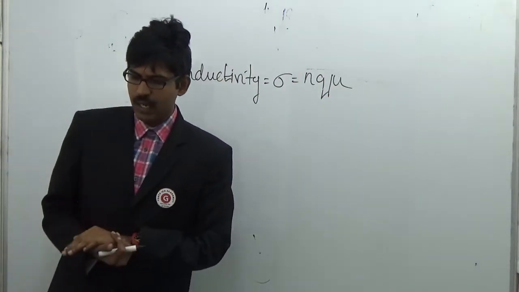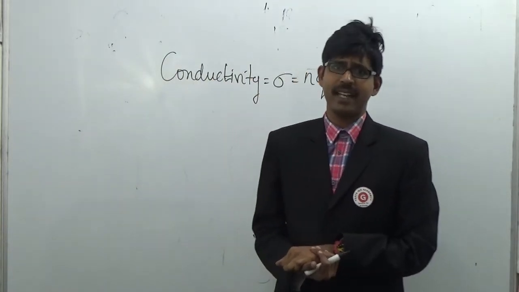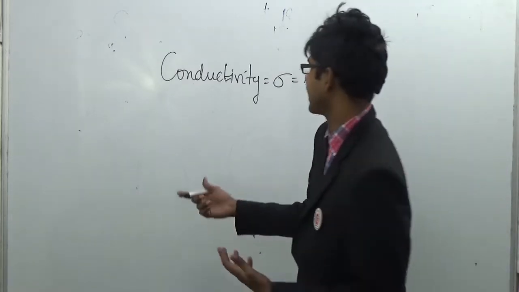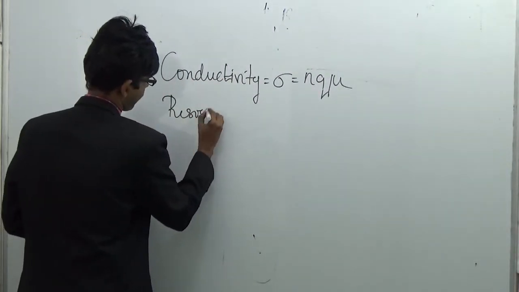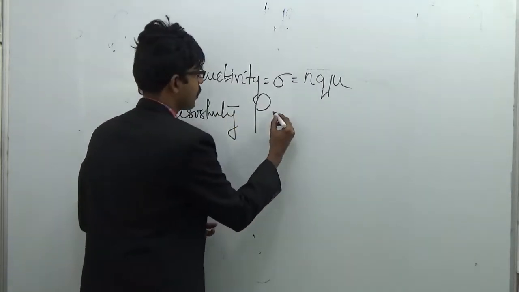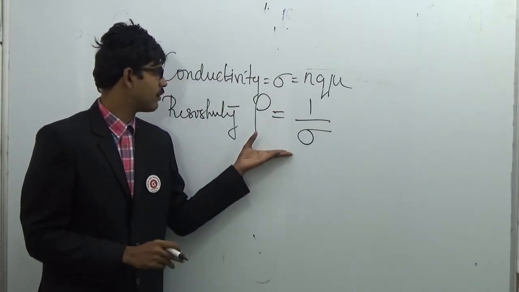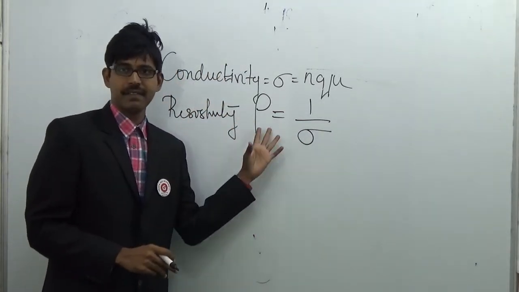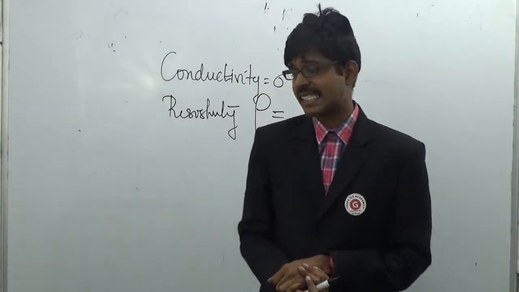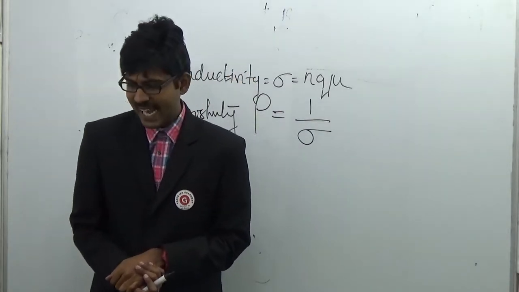Is it okay? Now, having given the conductivity, how to find the resistivity? You must be very well knowing this. The inverse of conductivity is resistivity, and the inverse of resistivity is conductivity. So resistivity, given by the term rho, is equal to 1 by sigma. Now, what is the formula to calculate resistance? Resistance R is given by rho L by A.